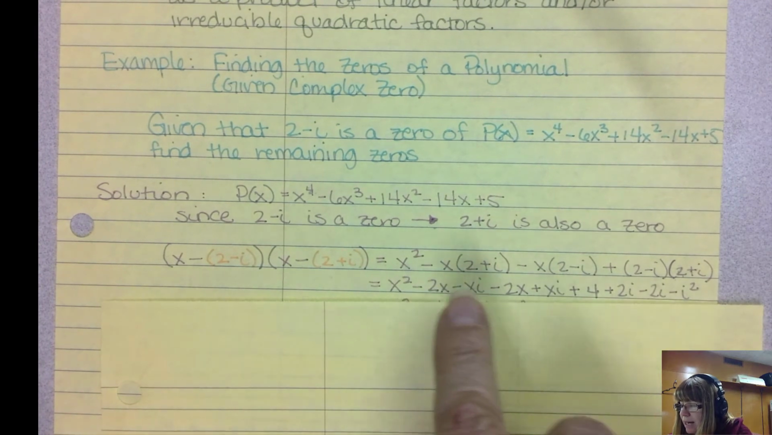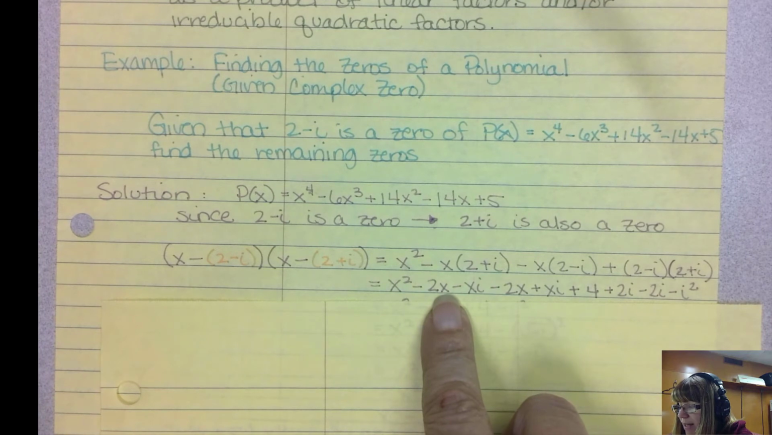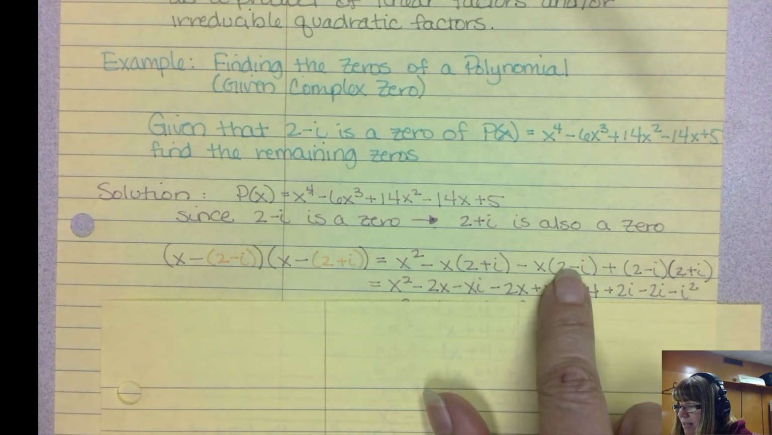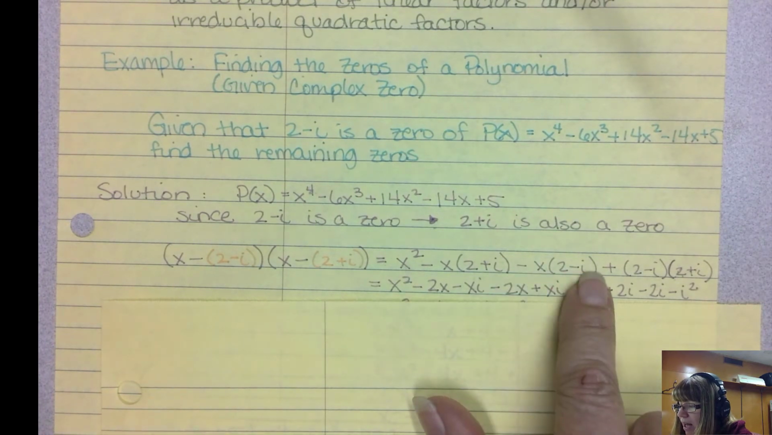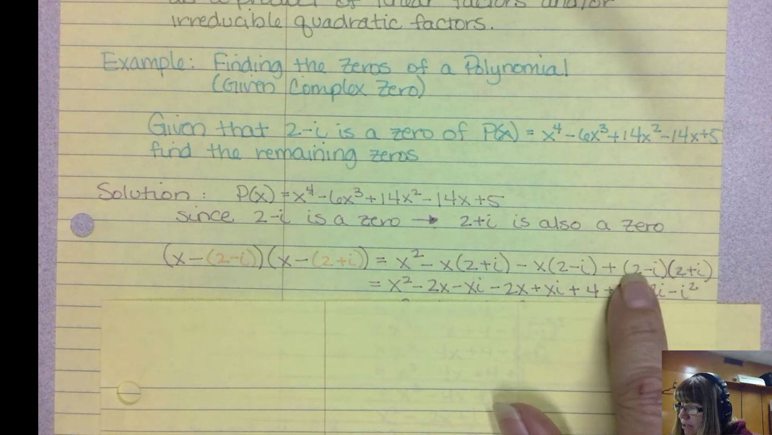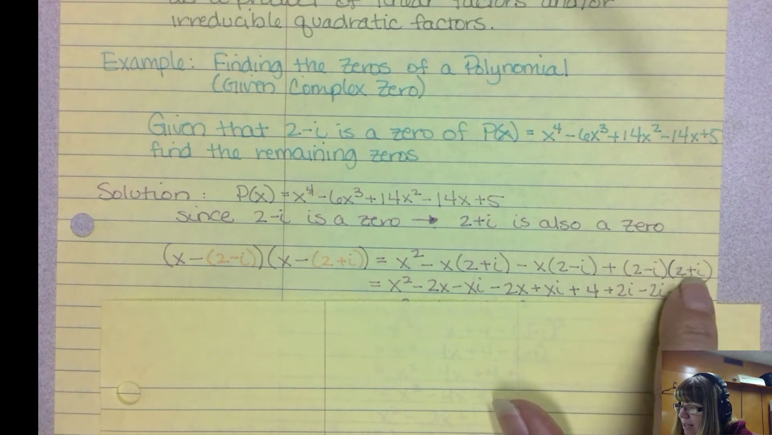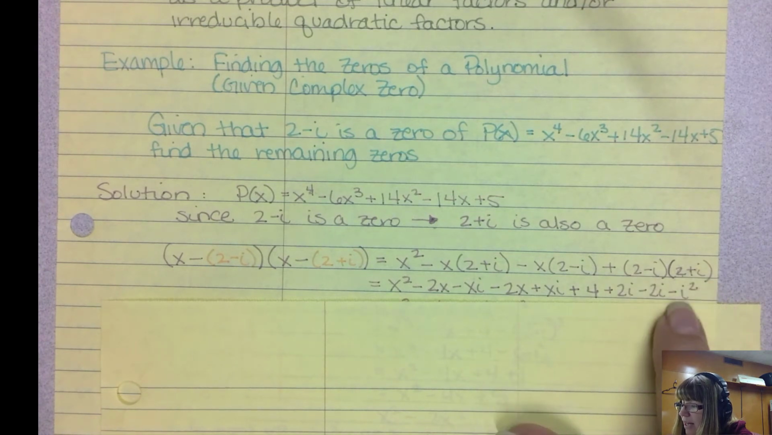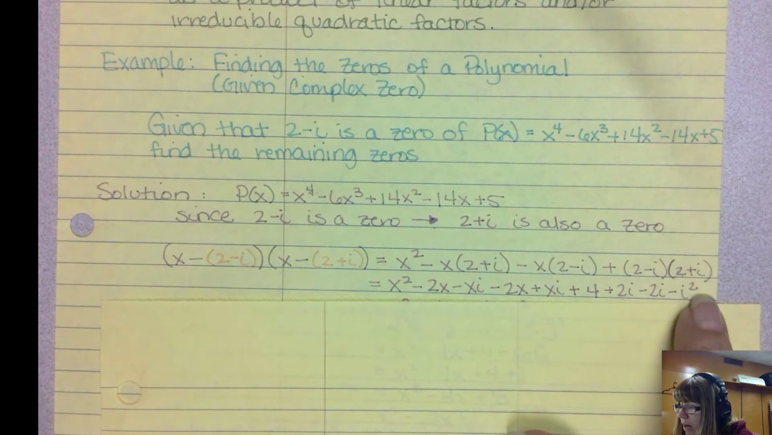All right, now I'm distributing everything. Negative x times 2 is negative 2x. Negative x times i is negative xi. Negative x times 2 is negative 2x. Negative x times negative i is positive xi. And then when I FOIL, I get 2 times 2 is 4. 2 times i is 2i. Negative i times 2 is negative 2i. And negative i times positive i is negative i squared.